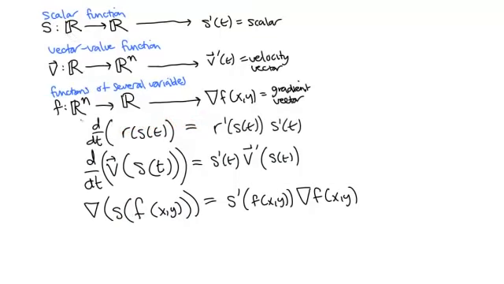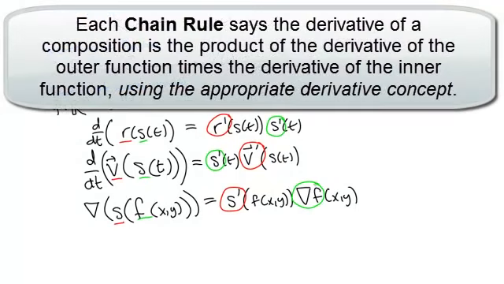Before looking at one last composition, notice the similarities each time. In each one of these, we take a derivative of a composition, and it's always the derivative of the outer function evaluated at the inner function times the appropriate derivative of the inner function. This is the heart and soul of what makes a chain rule a chain rule. Now let's take a look at one last composition.